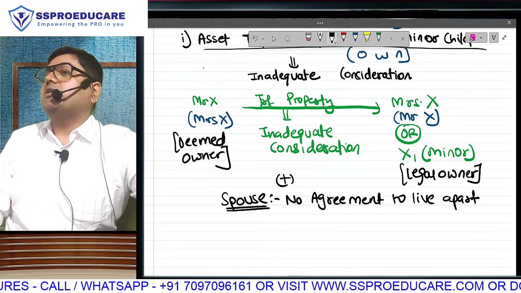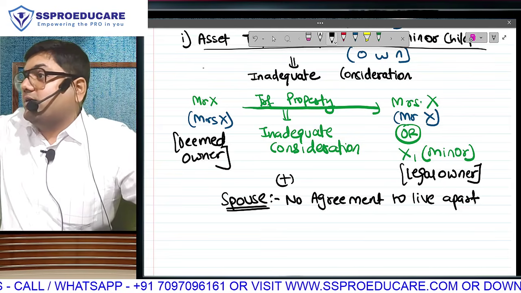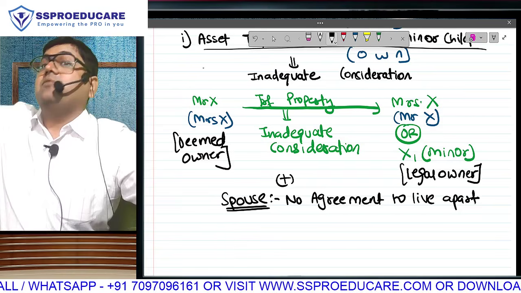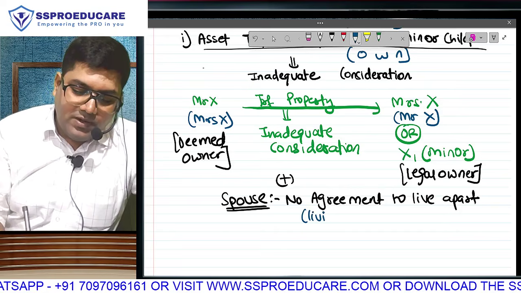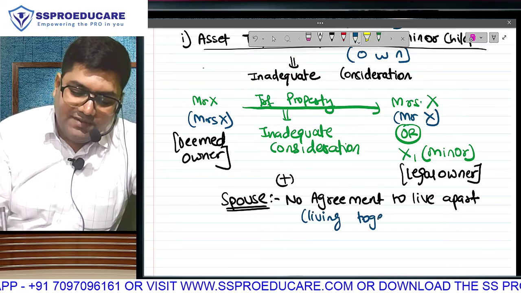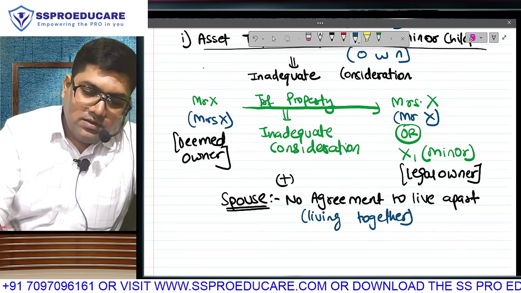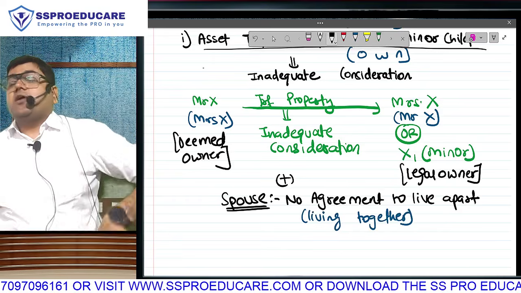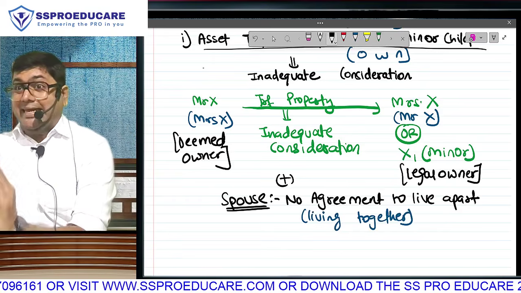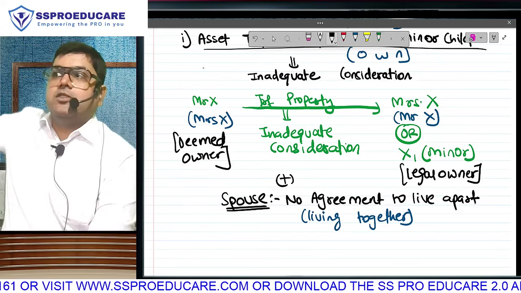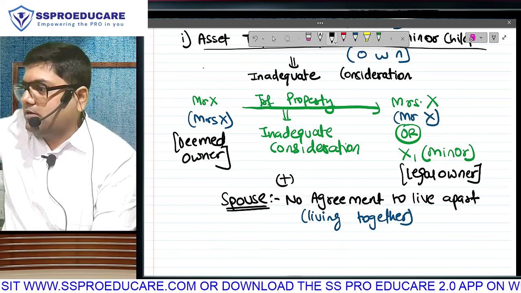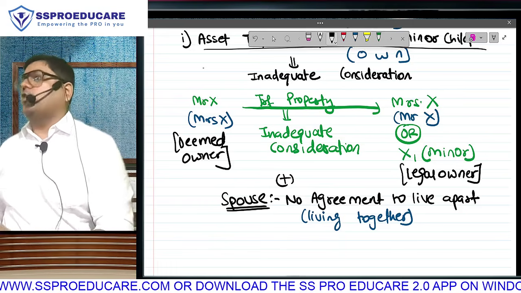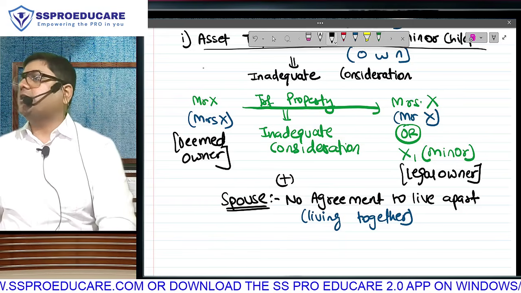Only and only if there is no agreement. This is written in the act. These are not words written by me. I will make them simple for you. In simple language, deemed owner will apply only and only if you are living together. Suppose you have transferred your property to your spouse for inadequate consideration. The moment adequate consideration comes, this point is not applicable. But here inadequate is satisfied, yet the transfer that you did to your spouse was under a separation arrangement.